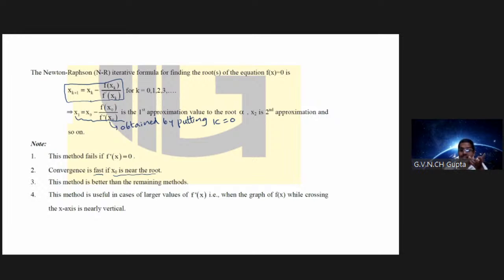This method is better than the remaining methods. Of course, I didn't explain the remaining methods, but it is the fastest method. It is a good method. Next, this method is useful in cases of larger values of f dash x. What is a larger value of f dash x? The slope of the tangent to the curve is very high, that is nearly vertical. Tangent means a straight line that touches the curve at a point. We know from our childhood classes that the slope of a horizontal line is 0, and the slope of a vertical line is undefined, infinity. So if the slope values are big, then this Newton-Raphson method is very useful and the convergence is fast also. For example, the denominator is f dash x, with a larger value like 1000 or 10,000. Then your iteration values in 2 to 3 steps are almost equal. That is when the graph of f(x) while crossing the x-axis is nearly vertical.